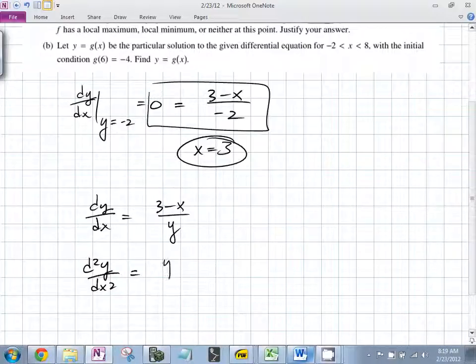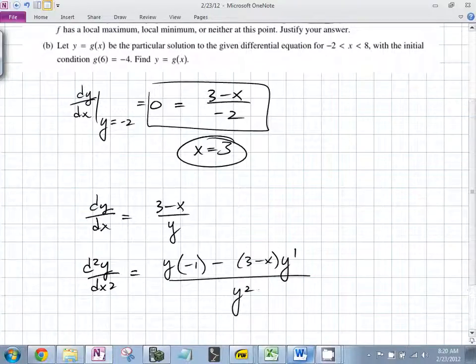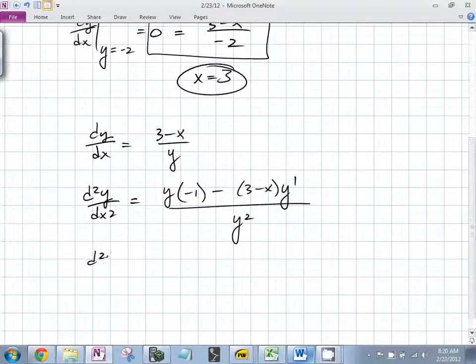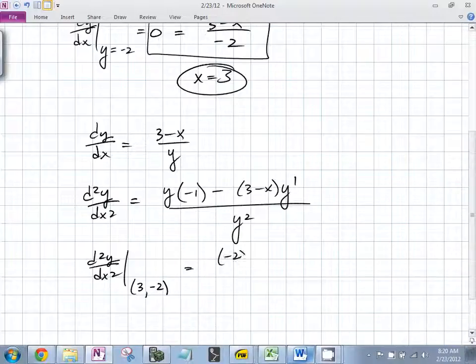So it's going to be low times the derivative of the high minus high times the derivative of the low, all over y squared. We want to know what the second derivative is when x is equal to what? 3. And y is equal to? Negative 2. That's what we just did in the first part of this question. So what's that going to be? Negative 2 times negative 1 minus 3 minus 3 times y.